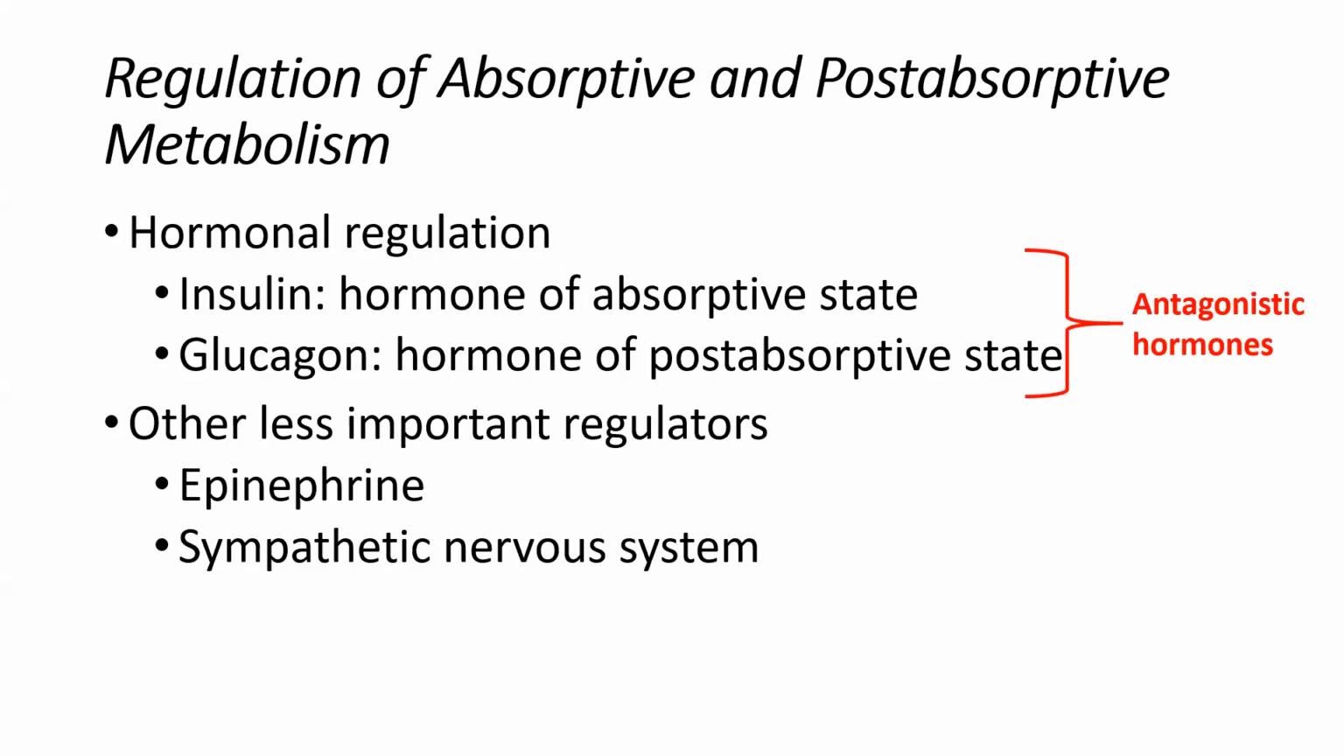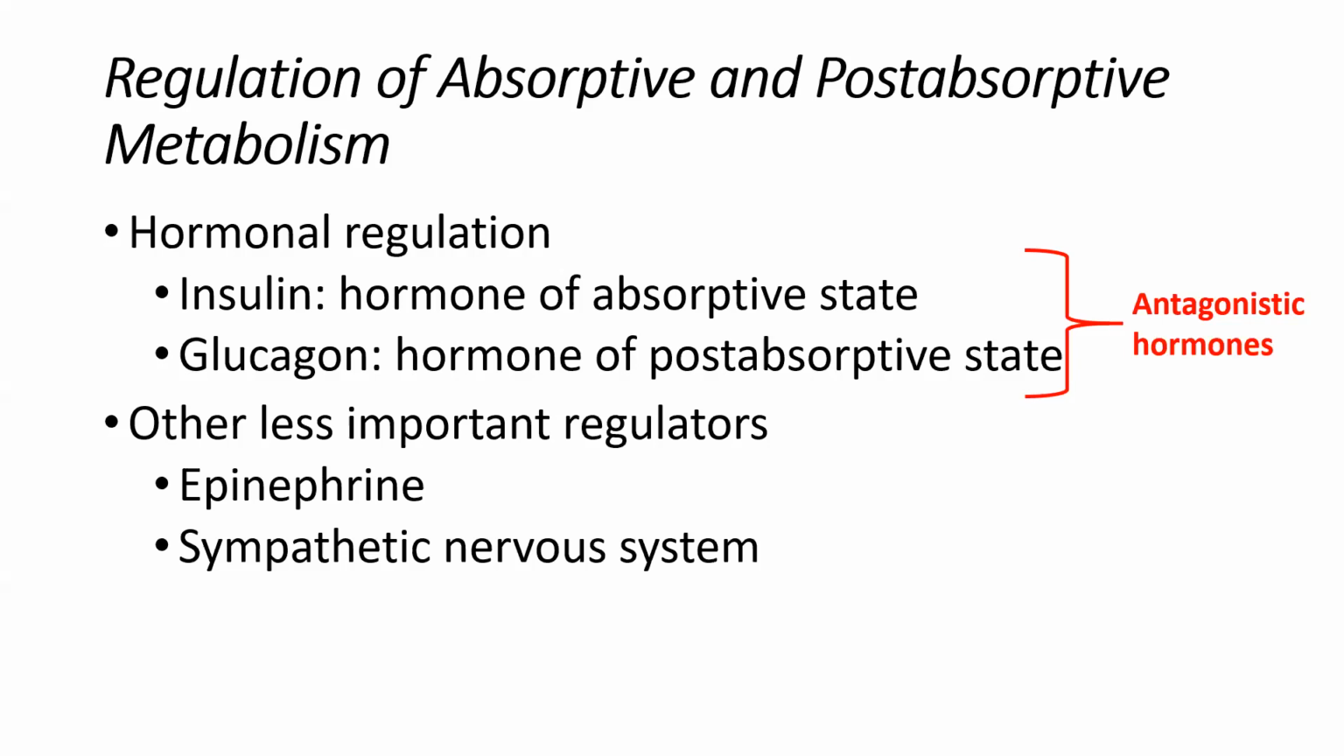So this happens under the influence of hormones, two hormones specifically: insulin being the hormone of the absorptive state or the fed state, and glucagon being the hormone of the post-absorptive state or the fasted state. And these are two antagonistic hormones, meaning that they're going to be in this sort of yin and yang balance. If I just had a large meal, I'm going to increase my insulin production and decrease my glucagon production. If I haven't eaten for a while, I'm going to decrease my insulin production and increase my glucagon production, okay?